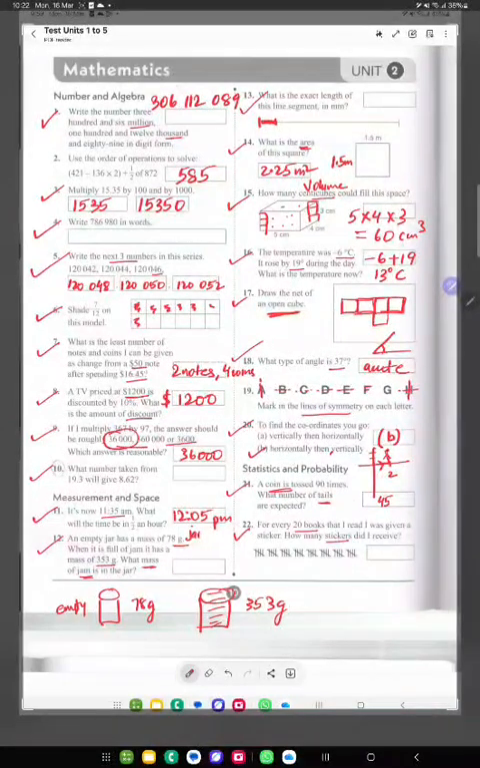In question 22, how many stickers did he receive? So there are 20 books. In this one, for every 20 books that I read, I was given a sticker. So for 20 he is getting 1 sticker, for 40 he'll be given 2 stickers, like that. Let's see how many 20s are there. So 5, 10, 15, 20. So you'll get 1 sticker for this. 5, 10, 15, 20, 2 stickers. So the answer is 2.